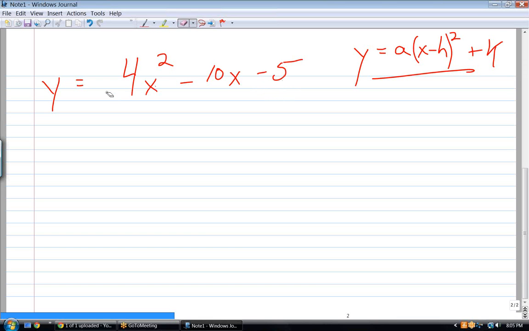In other words, if we're merely trying to solve this when y is equal to 0, then it's a different matter. I move the 5 to the other side, and I just complete the square on this side. So there's two different ways to do it. Let's do this one like this. In other words, let's get this in vertex format. Okay. So what's the first thing I need to do?